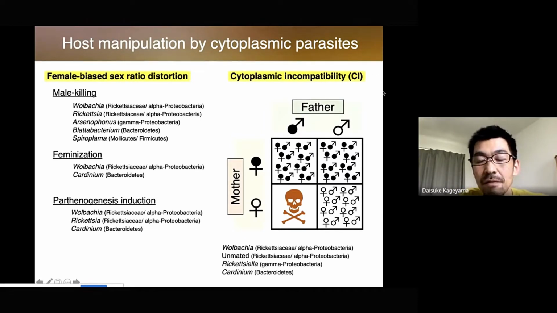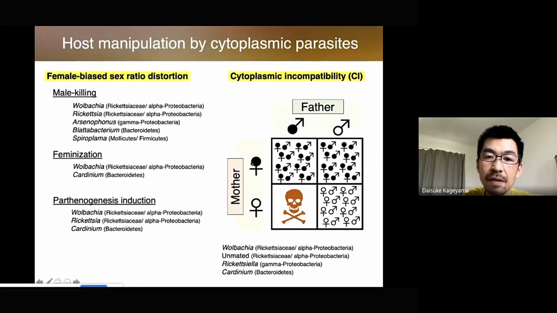This is a very tactical behavior of the microbes. The mating between non-infected mothers and infected fathers will produce unviable offspring. They do not grow; they die at the embryonic stage. The mechanism is not well understood, but the infected males do some kind of genomic modification to kill all the offspring.